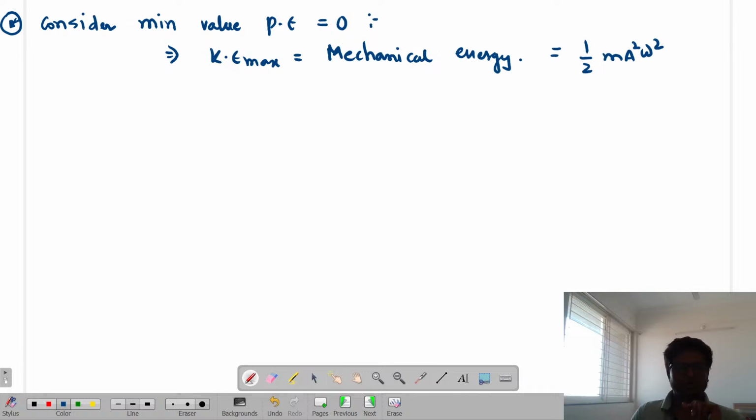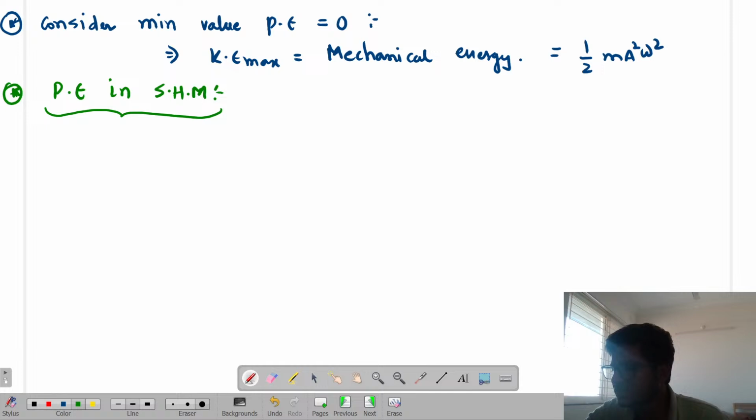Yes. So now the point arises: what is the potential energy then? But how are you going to write the equation of potential energy, isn't it? So give the heading potential energy in SHM. How to write the potential energy equation? That's a big question, and that's what we are going to understand right now.